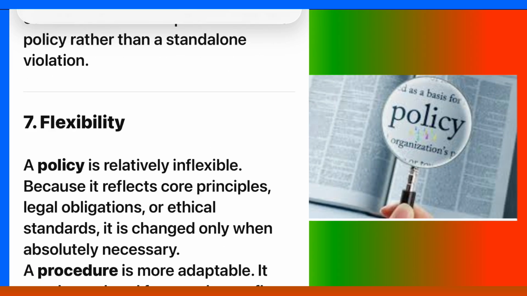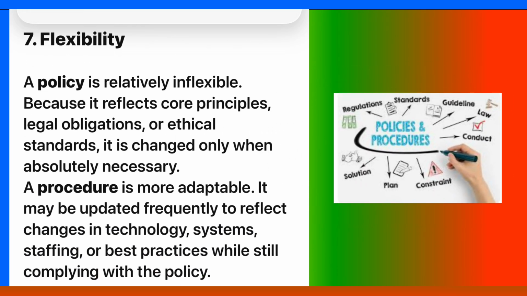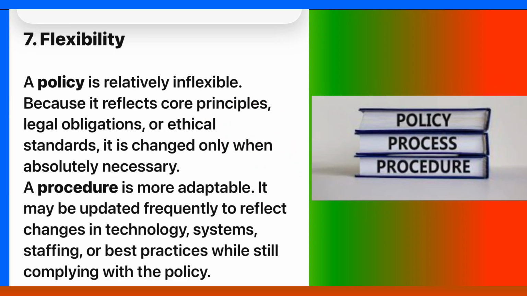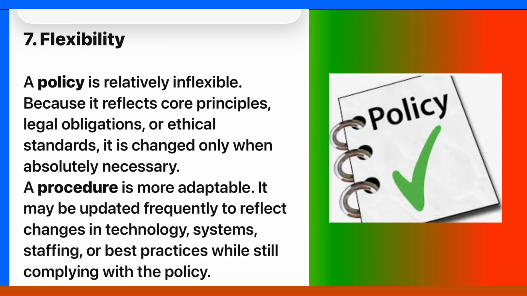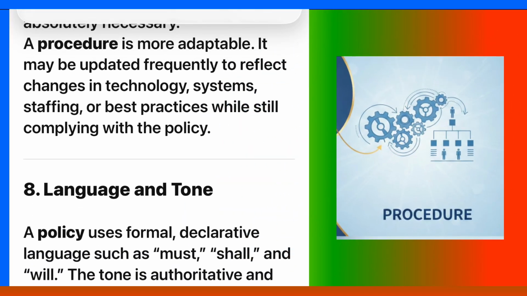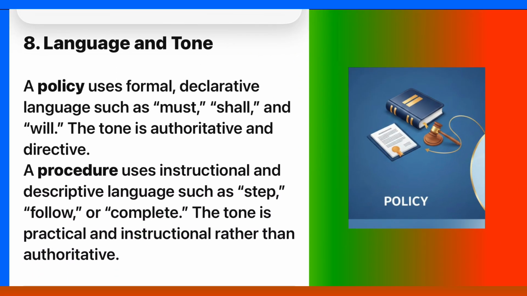standalone violation. 7. Flexibility. A policy is relatively inflexible. Because it reflects core principles, legal obligations, or ethical standards, it is changed only when absolutely necessary. A procedure is more adaptable. It may be updated frequently to reflect changes in technology, systems, staffing, or best practices while still complying with the policy. 8. Language and tone.